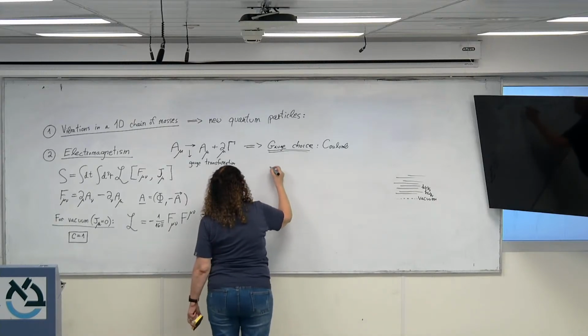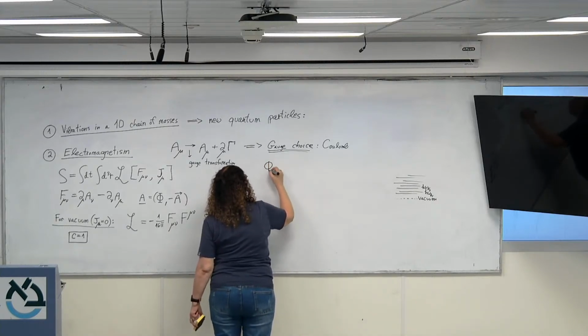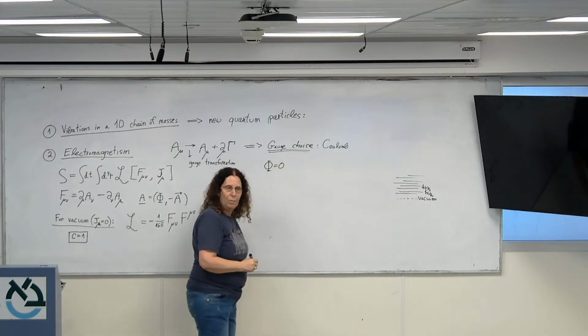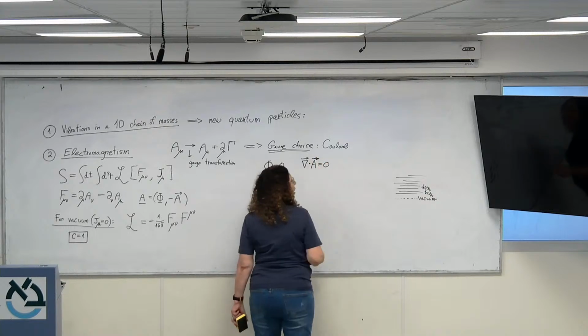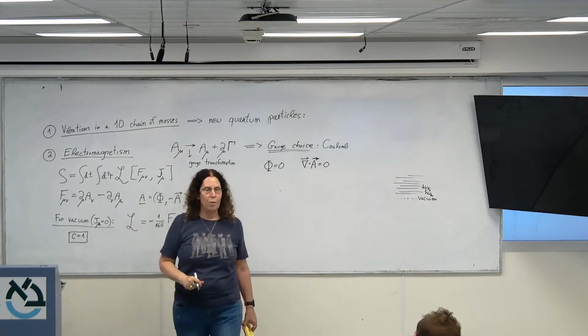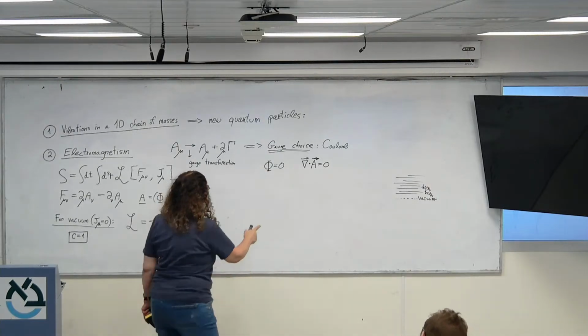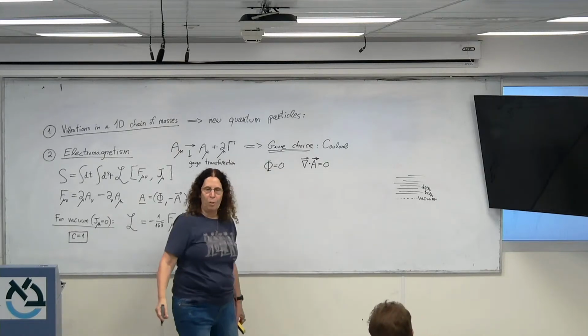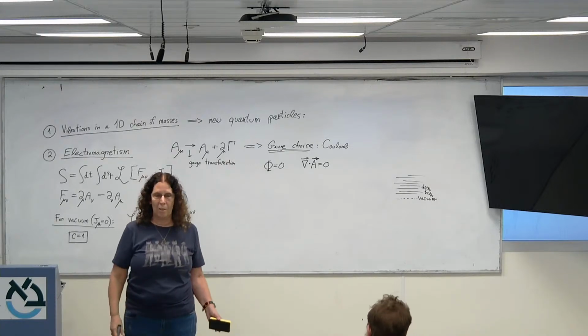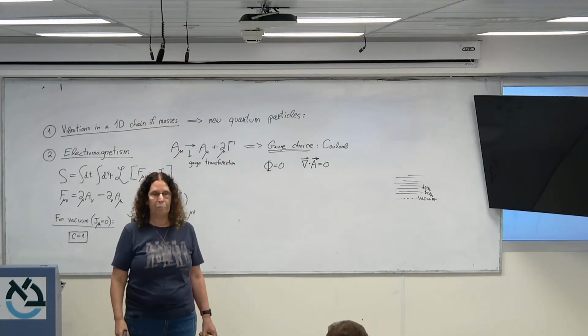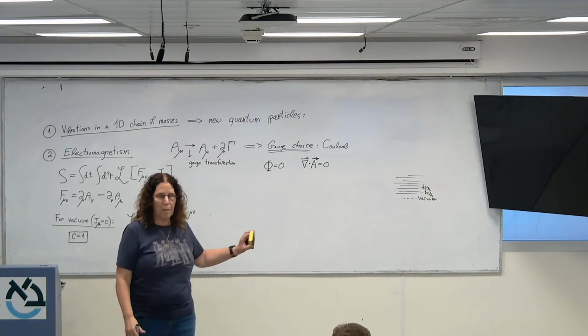What is the Coulomb gauge? It's defined in such a way that the electrostatic potential is 0 and div A of the vector potential is 0. Okay, so the vector potential, the three-dimensional space vector potential, its divergence is 0. It doesn't have to be like that, but that's a gauge choice.